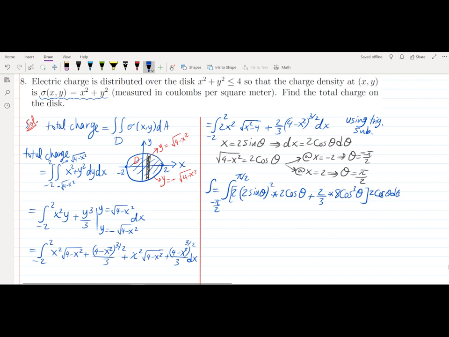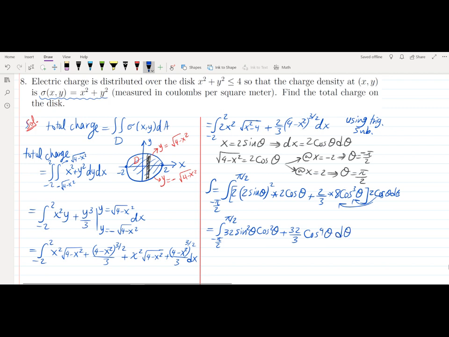And then after simplification, it will be the integral from negative pi over 2 to pi over 2 of 32 sine squared theta times cosine squared theta, if we distribute this cosine in this bracket, plus 32 over 3 cosine to the power 4 theta d theta.